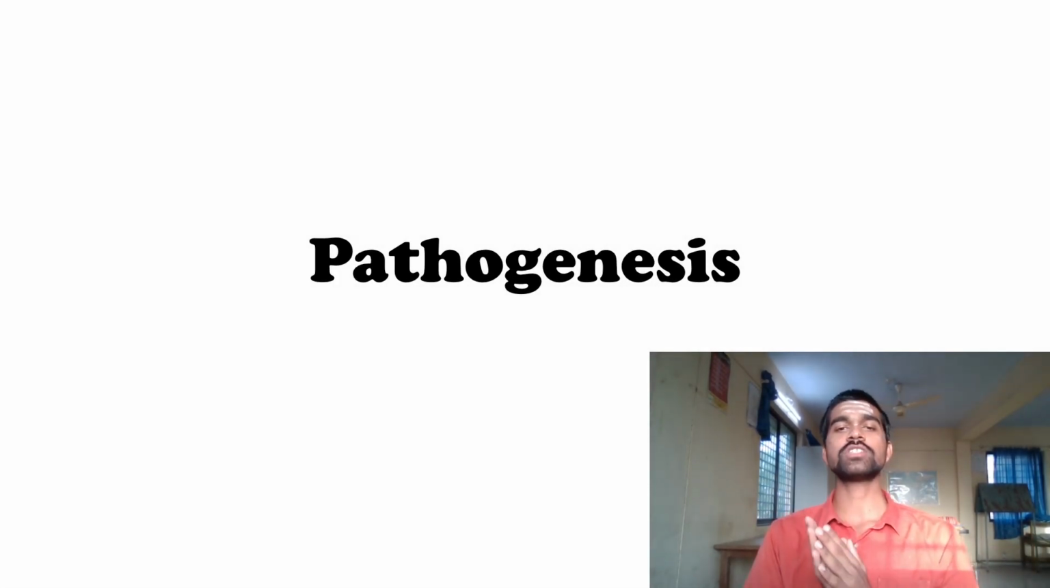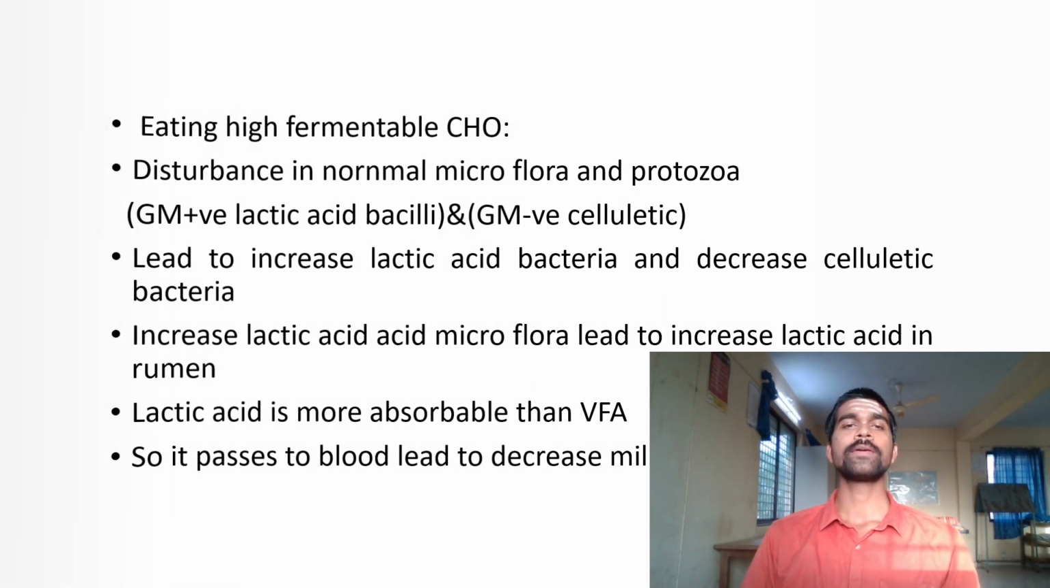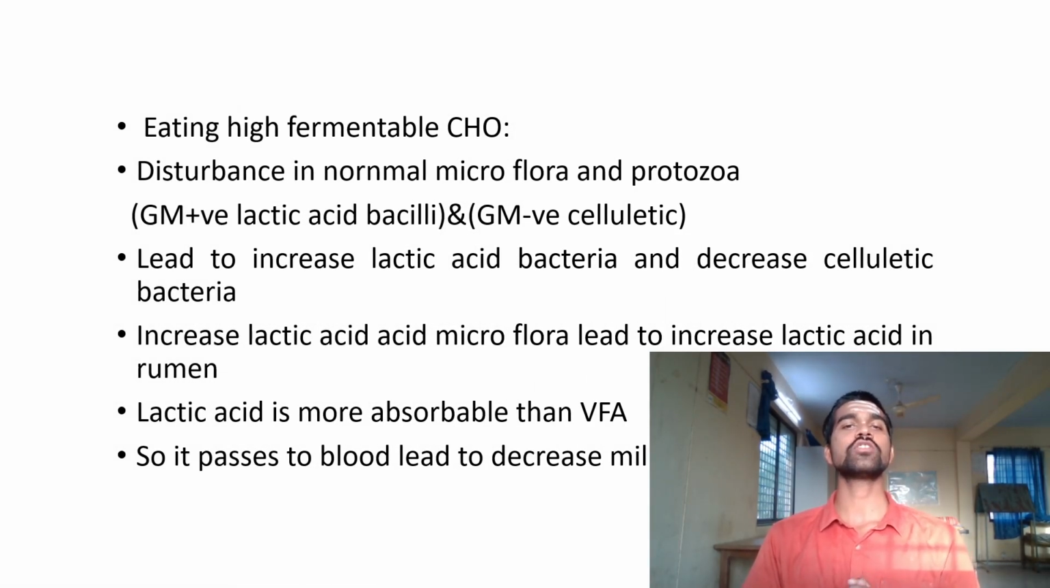So next one is pathogenesis. What is pathogenesis? It means how pathogens cause infection. So eating high fermentable CHO food. High fermentable CHO food means high carbohydrate containing fermentable food. Fermentable means the carbohydrates are usually fermented by yeast and other fungi. If cattle eat that feed, it will cause infection.